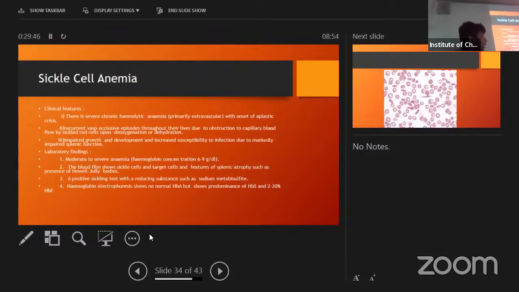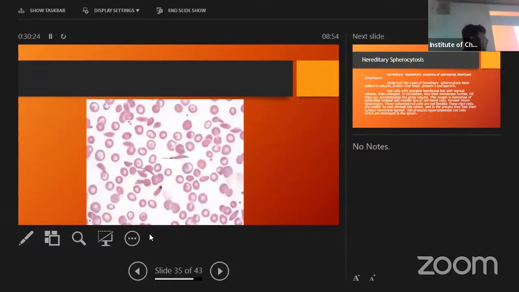Now, clinical features. This is a severe chronic hemolytic anemia, primarily extravascular, with recurrent vaso-occlusive episodes due to obstruction of capillary blood flow by sickle red cells, and impaired growth. Laboratory findings show moderate to severe anemia, and the blood film shows sickle cells and features of splenic atrophy due to splenic infarcts. There is a positive sickling test with sodium metabisulfite, which consumes the oxygen from the surrounding environment, and hemoglobin electrophoresis indicates 22 to 20% hemoglobin S. So this is the peripheral blood smear of sickle cell anemia.